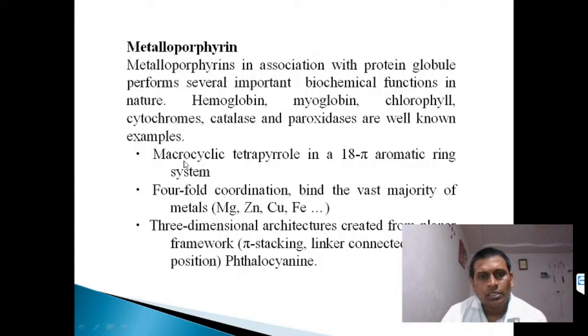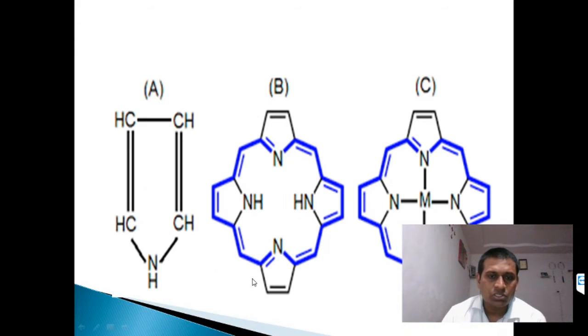This porphyrin ring is a macrocyclic tetrapyrrole in an 18 pi aromatic ring system. The four-fold coordination binds the vast majority of metals, here magnesium, zinc, copper, iron. The three-dimensional architectures are created from the planar framework; that structure is A.